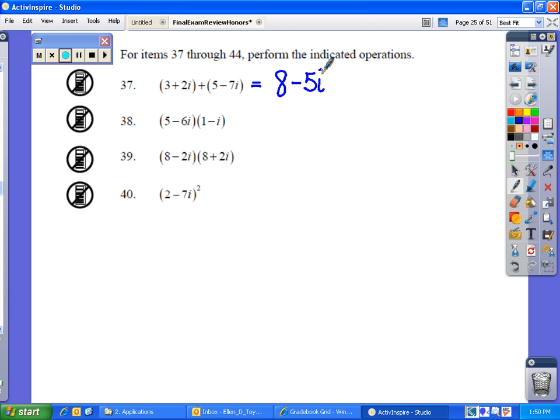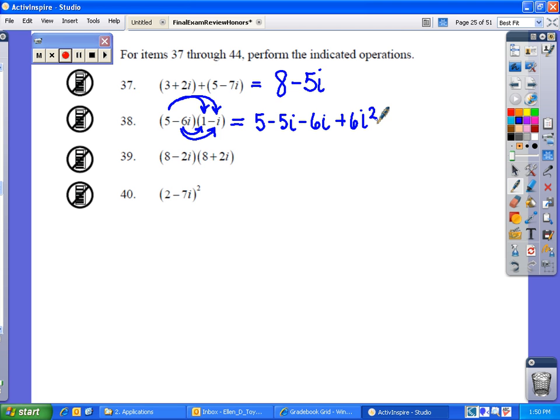In number 38, 39, and 40, in each case we're going to do FOIL to complete the multiplication, or in other words, double distribution. I'll put the arrows in for number 38. First term times first term, outer times outer, inner times inner, and the two last terms. We'll get 4 multiplications, of which the answers are 5, negative 5i, negative 6i, and positive 6i squared.